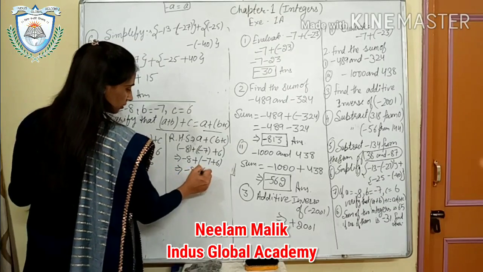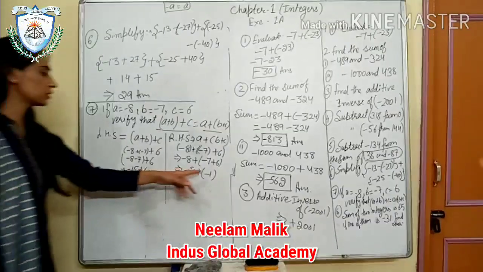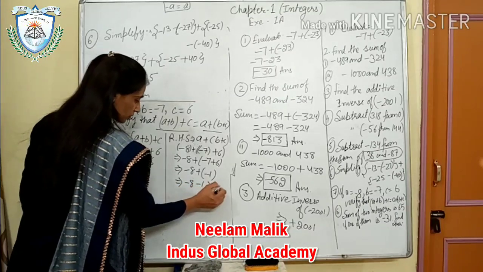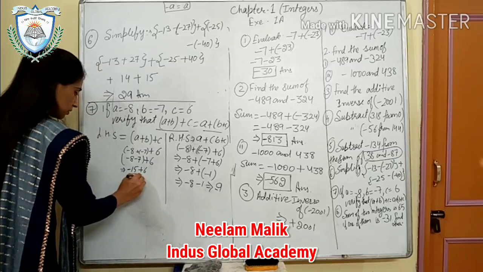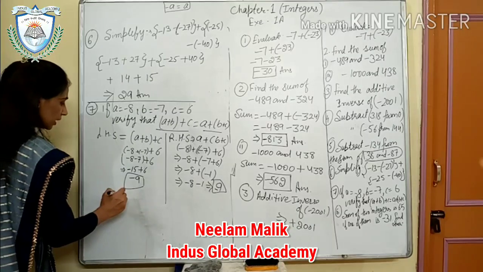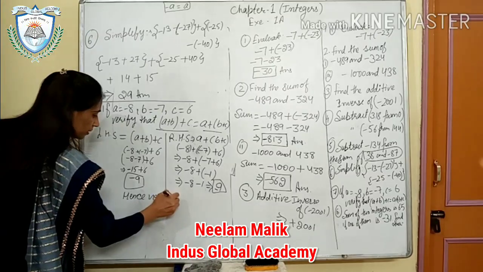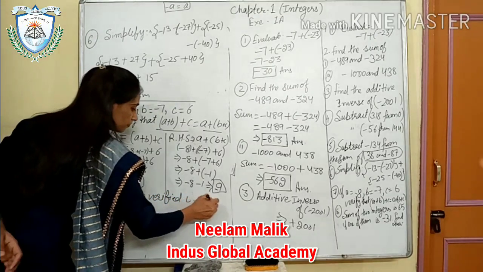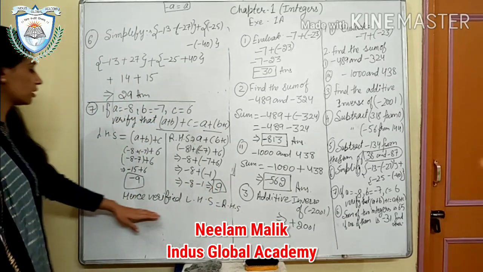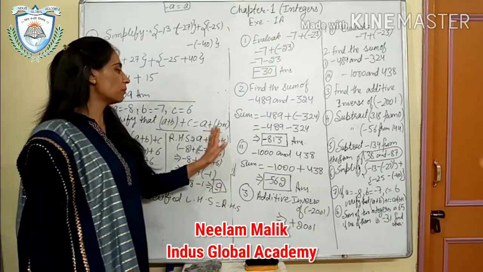Minus 8 plus. What will we get from here? Minus 1, because we have to take the sign of the greater number and their difference. That is minus. So now minus 8 plus minus 1, so here you get minus 9. So we can say left hand side is equal to right hand side. Hence proved, hence verified. You can write this equation: A plus B plus C is equal to A plus B plus C.